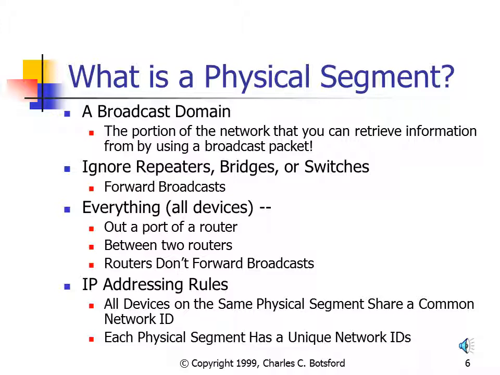So if we have a router with 3 different ports, that would give us 3 physical segments, and each physical segment would have a unique network ID, keeping in mind that all devices on each of those physical segments would share the common network ID for that physical segment.